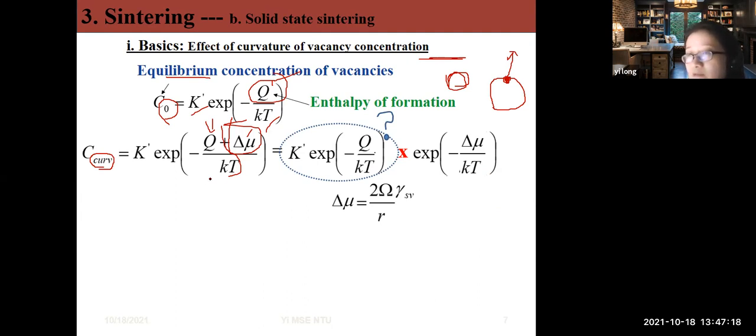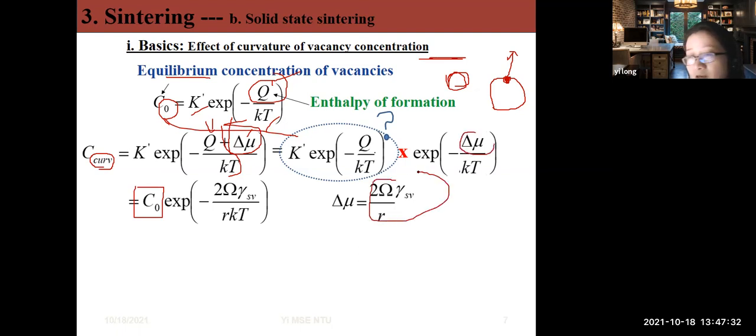So this one is simply just a signal, right? Signal. So this is just signal here. Okay, so the signal, this one is simply equal to signal. Then we put this delta mu replaced with the Young's equation and Kelvin equation here. So in the end, we will have signal times exponential of minus 2 omega gamma over RKT. Okay, so this is the C curve.